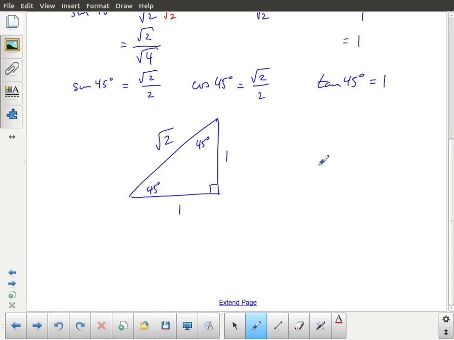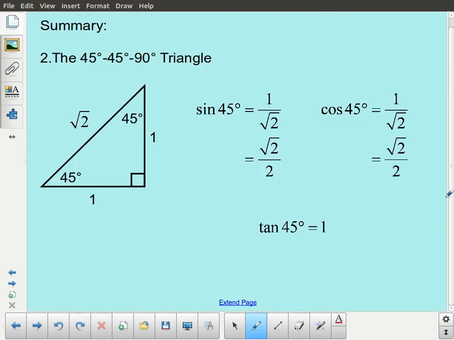You might see it referenced more using the numbers we have here. Sometimes it can be referenced as the root 2, root 2, and 2 triangle. And that's also fine. Both of those are correct and valid. Both of them give the same trigonometric ratios. So there's our summary. The 45, 45, 90 triangle, which is sometimes also called the 1, 1, root 2 triangle.